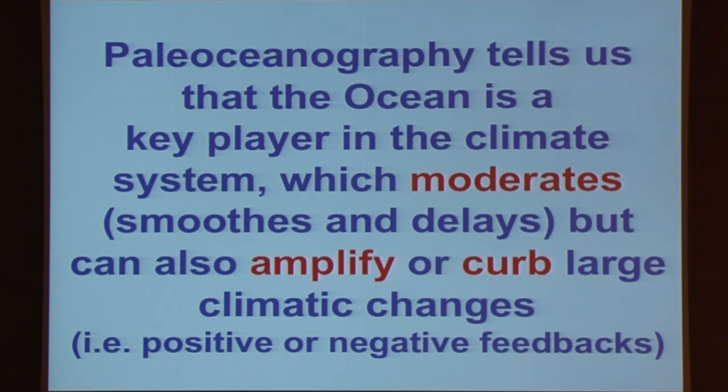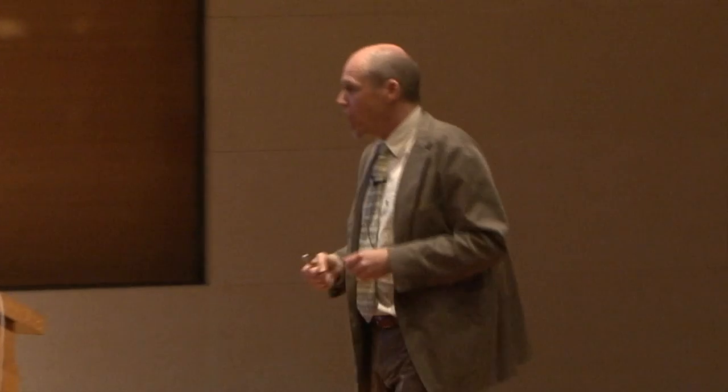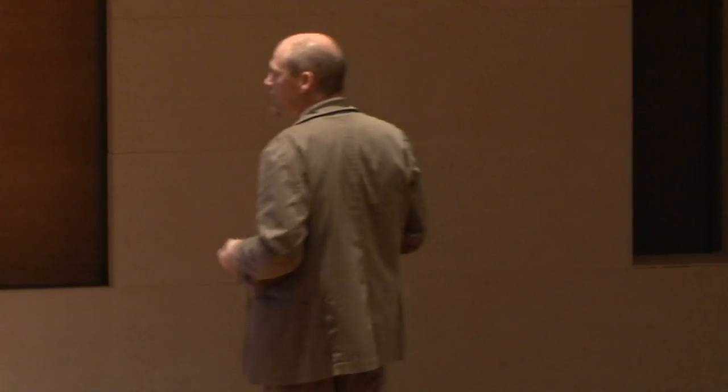We have seen that with the Agulhas retroflexion and the leakage between the Indian Ocean and the Atlantic. And we can see also, for example, during the last deglaciation, that it can curb, it can reverse, in fact, the direction, at least on a transient basis, of the large climatic changes that are happening at the scale of the planet. So it creates positive and negative feedbacks.